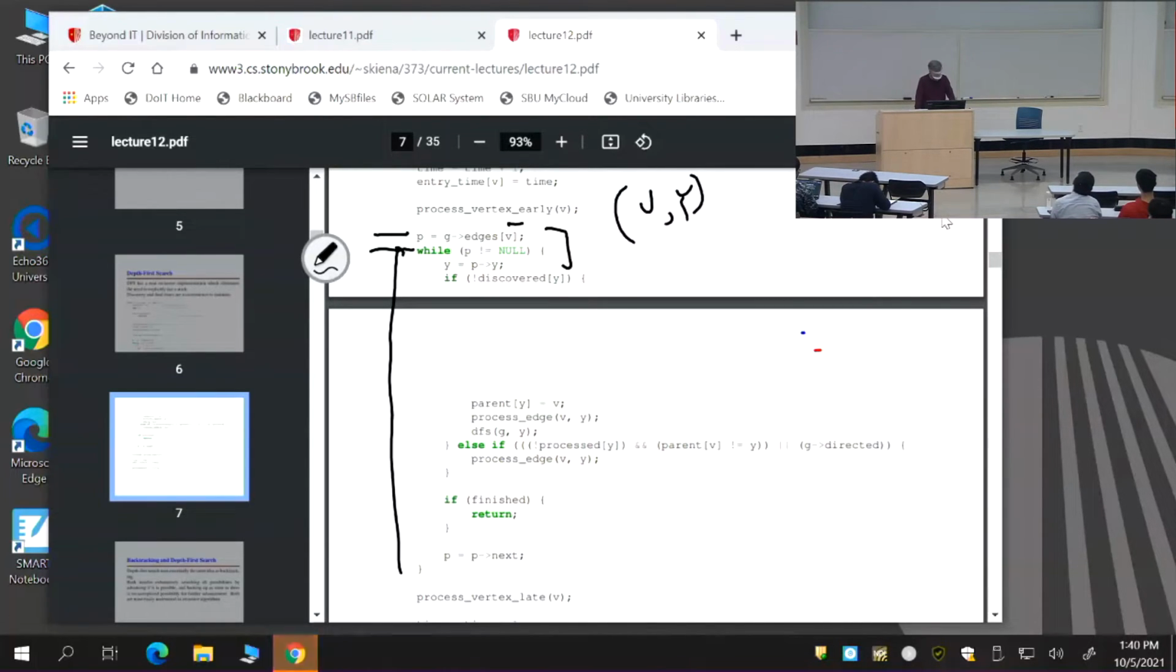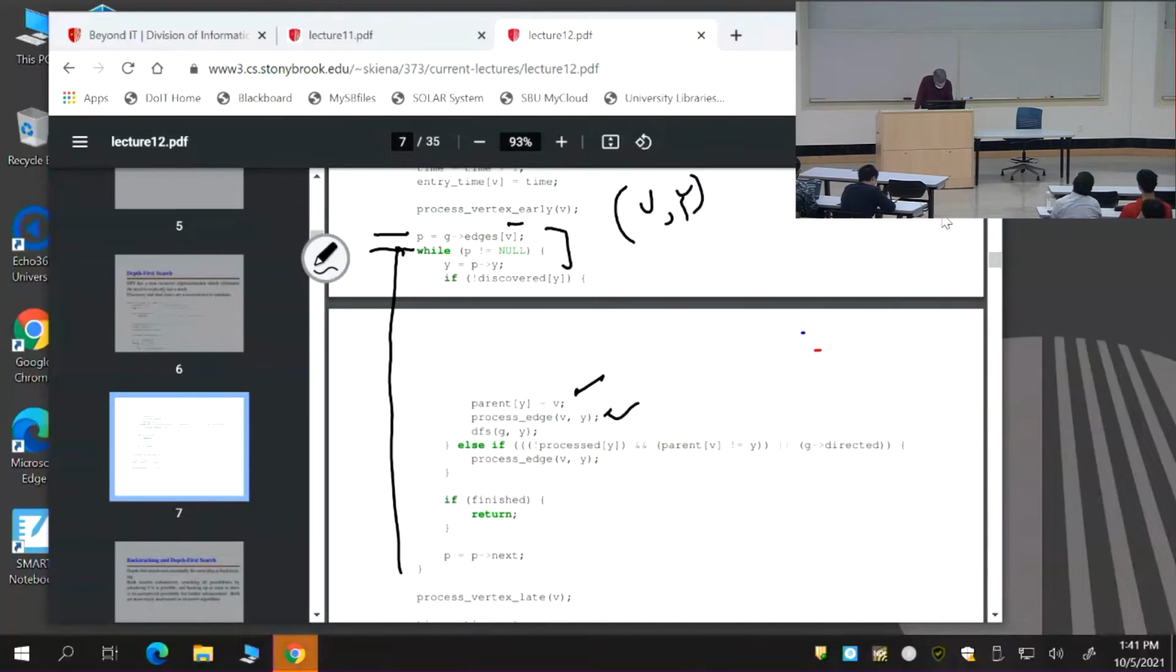If Y has not been discovered, what does that mean? This edge VY discovered Y. That's great. So what are we going to do? The parent of Y is V, because V discovered Y. We're going to process that edge VY, because we just discovered this edge for the first time.